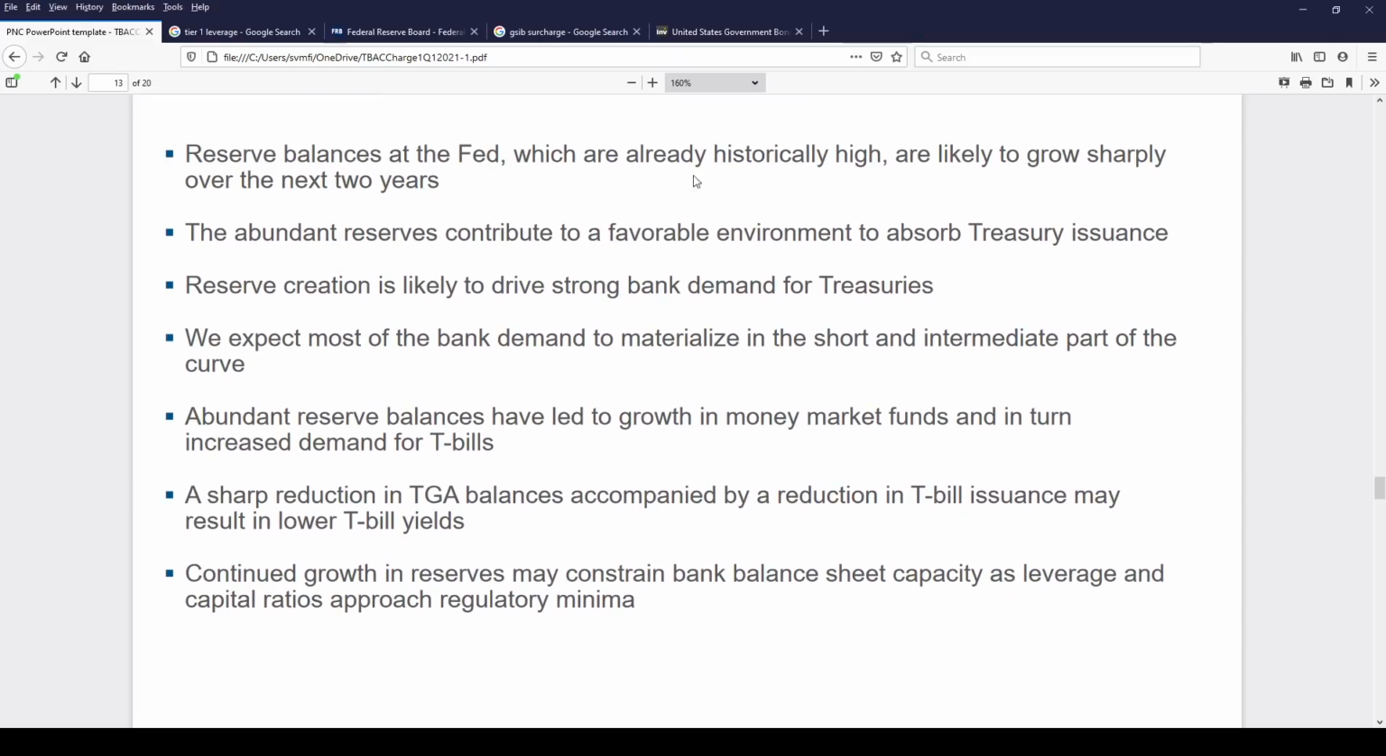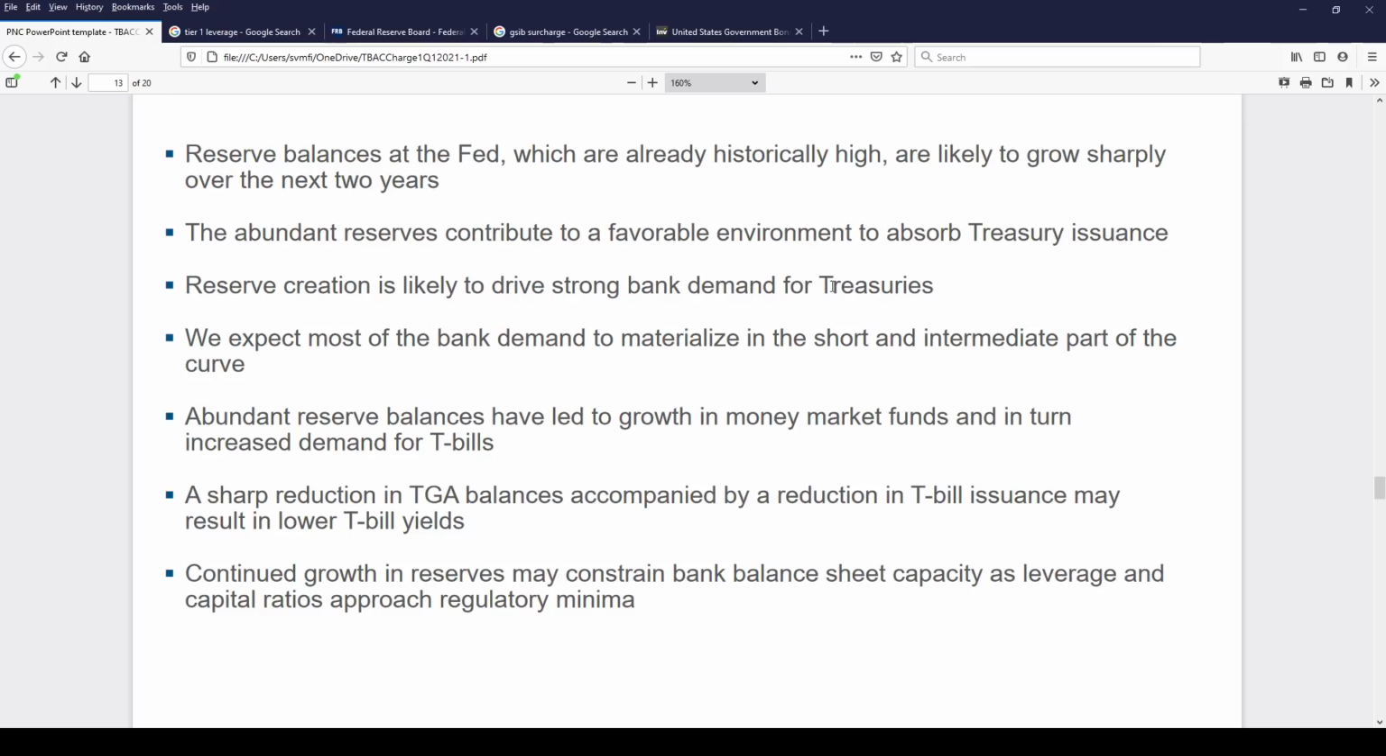Reserve balances at the Fed are already historically high and are likely to grow sharply over the next 2 years. We know that reserve assets are increasing. The abundant reserves contribute to a favorable environment to absorb treasury issuance or put demand on buying bonds. And when you see that, it means interest rates are going lower because there is a demand for bonds. Reserve creation is likely to drive strong bank demand for treasuries.